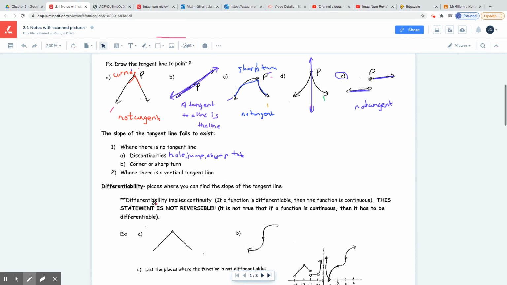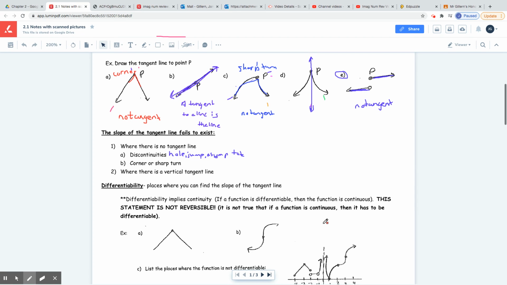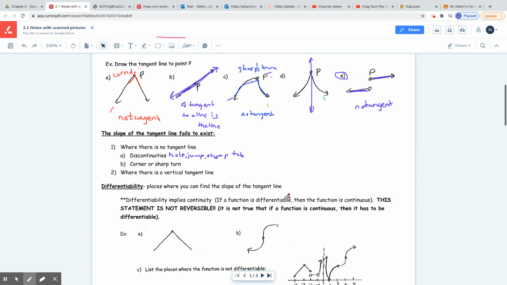Differentiability implies continuity. Meaning if a function is differentiable, then the function is continuous. This statement is not reversible though. It is not true that just because a function is continuous, then it has to be differentiable.